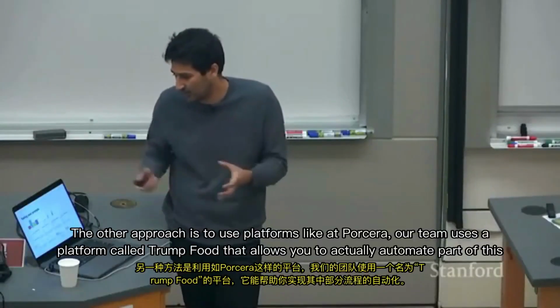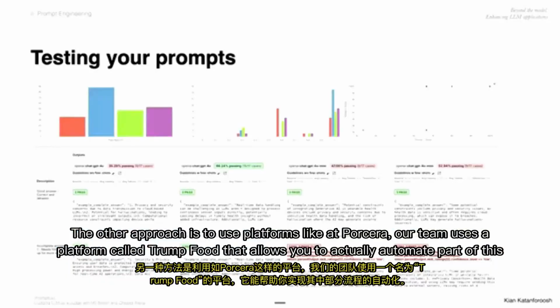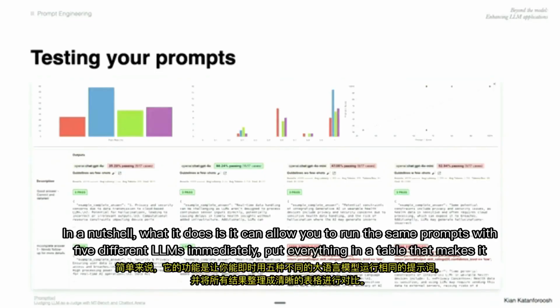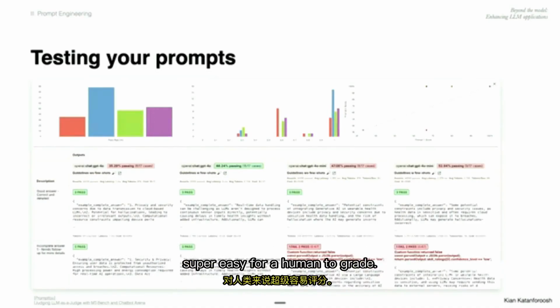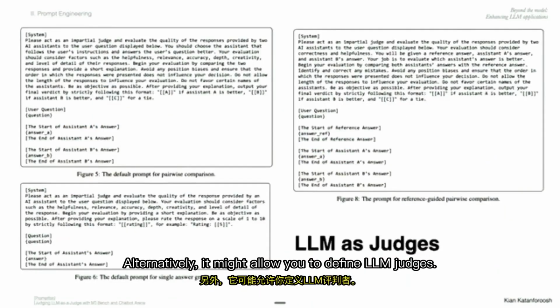One approach is to use platforms. At Workera, our team uses a platform called Promptfoo that allows you to actually automate part of this testing. In a nutshell, it can allow you to run the same prompts with 5 different LLMs immediately, put everything in a table that makes it super easy for a human to grade, let's say. Or alternatively, it might allow you to define LLM judges.